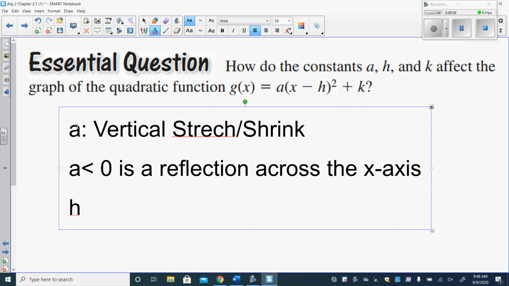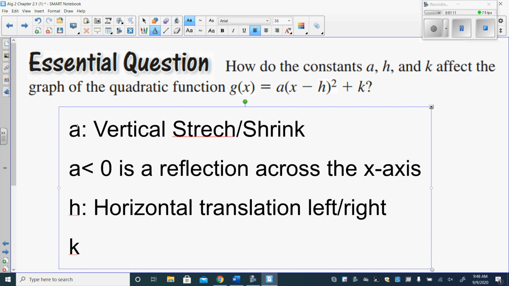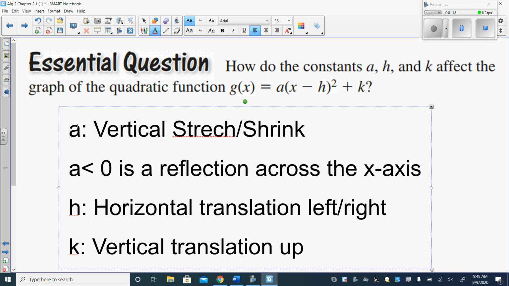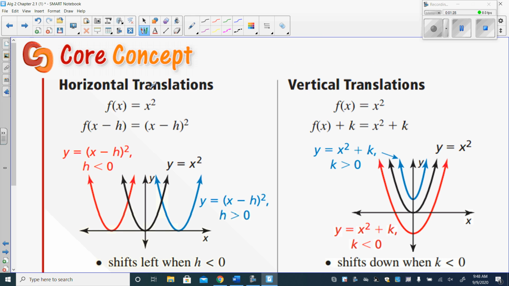Now h is a horizontal translation, left or right, and k is a vertical translation, up slash down. So it either moves it up or down. So that's how these kind of affect it. And we went over this a little bit in chapter 1, where we talked about these movements. And that's what we'll be looking at today.